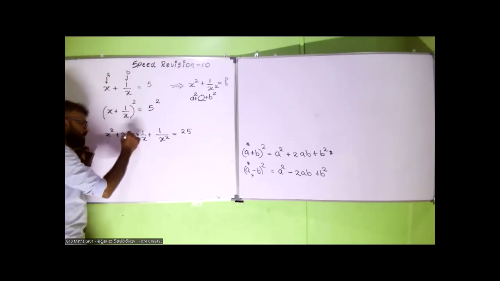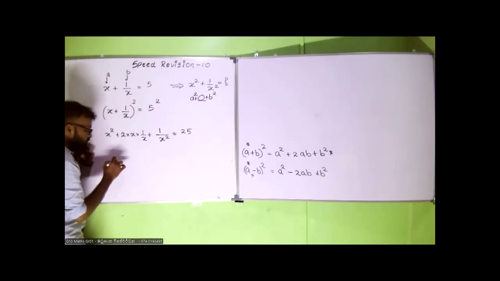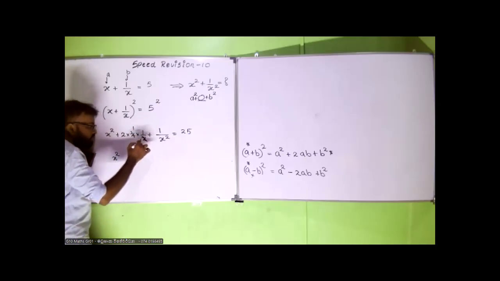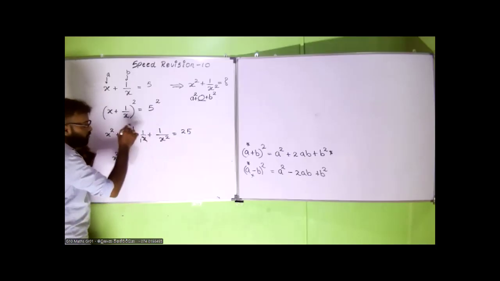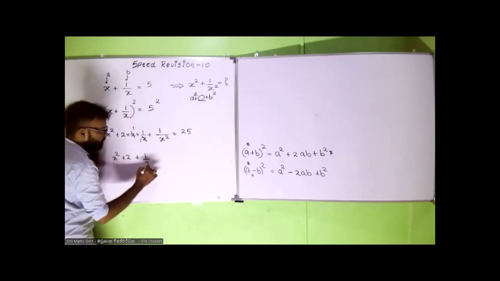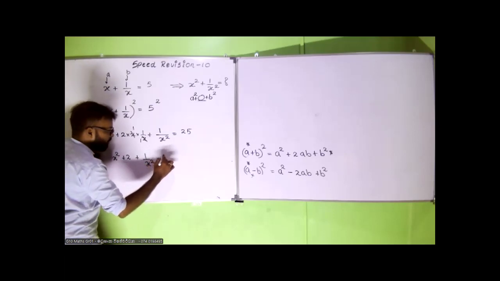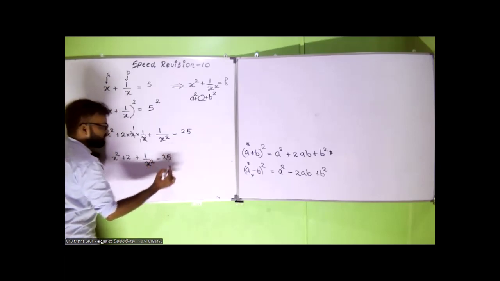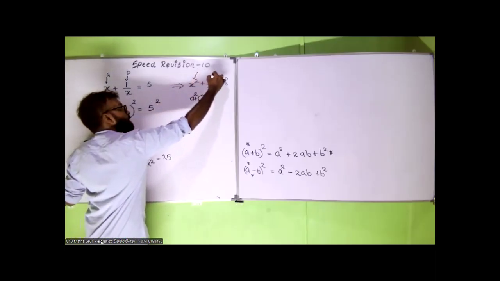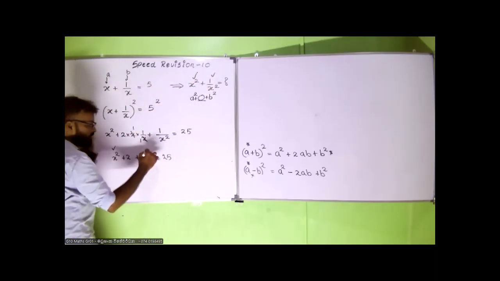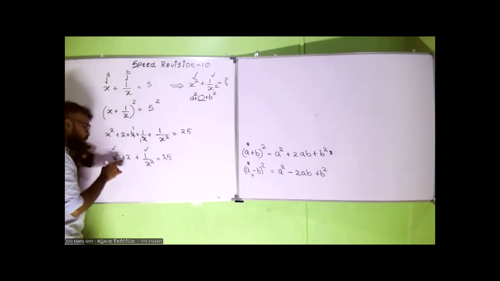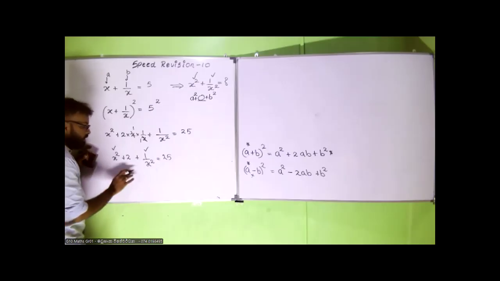Okay, I'm going to simplify. Here x to the power 2, x times 1 over x, so all we are having here is plus 2, plus 1 over x square equals 25. Perfect. Now we have this term and this term. Now here you have plus 2. What happened to that plus 2?